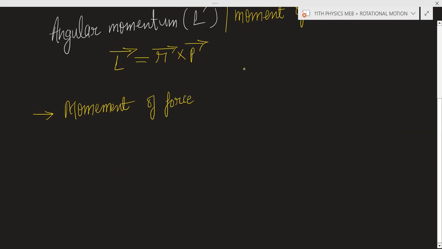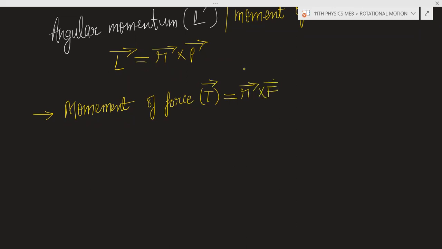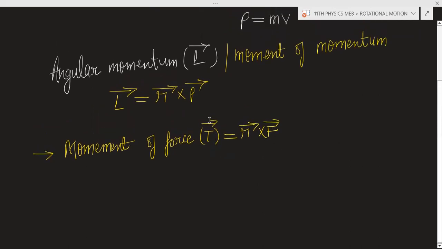So moment of force is basically what? Torque is the moment of force, and what is torque? Torque vector is equal to R cross F. Similarly, the angular momentum is R cross P. Moment of force and moment of momentum, that is angular momentum, R cross P.